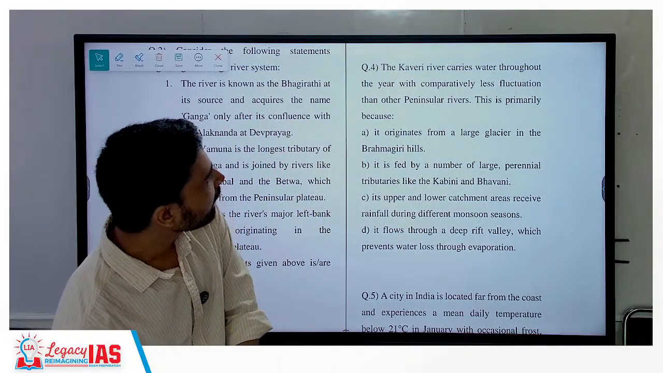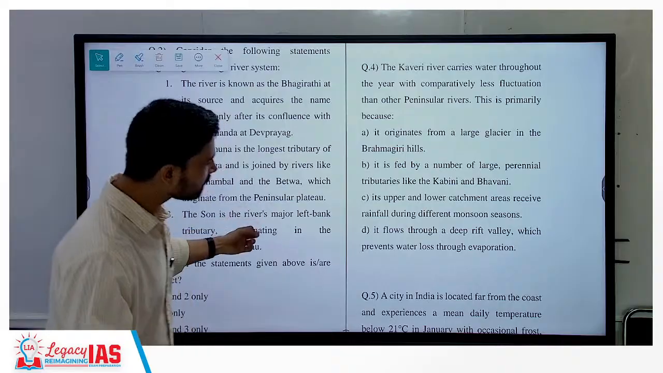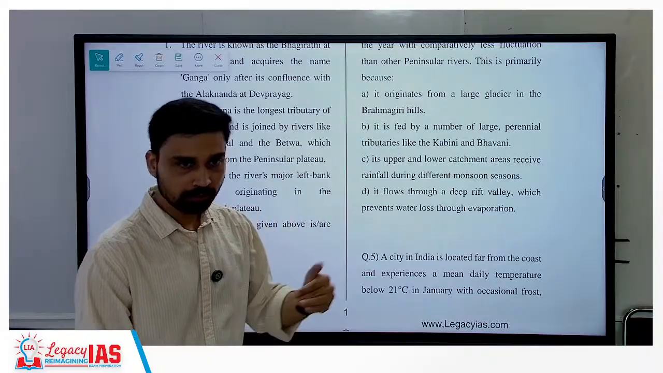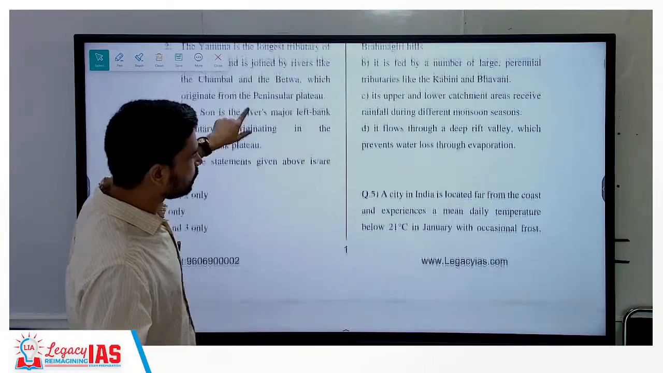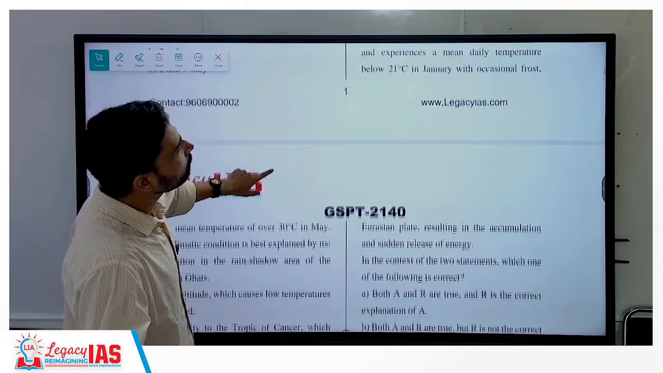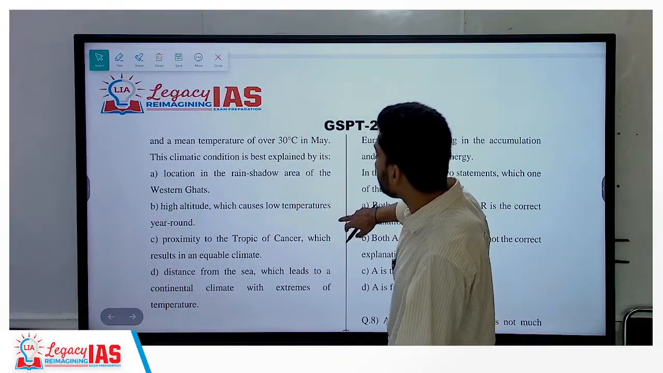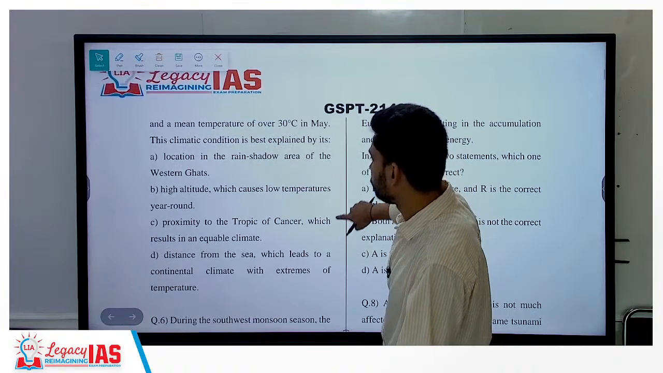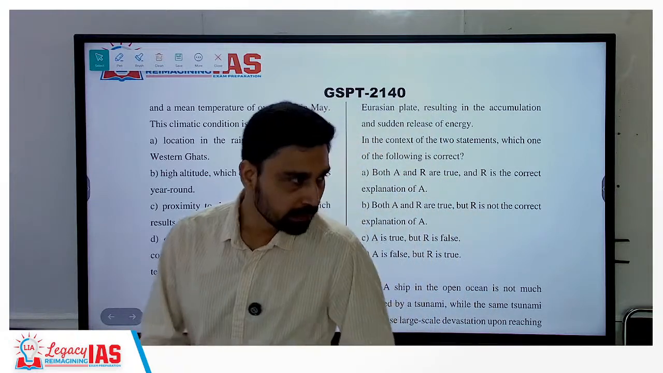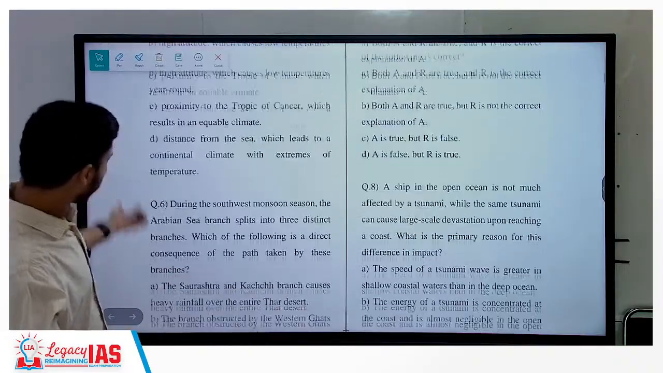For the next question: the Kaveri river carries water throughout the year with comparatively less fluctuation than other peninsular rivers. The option is C. As we discussed in class, in the south, during the southwest monsoon the upper part receives rainfall, and during the northeast monsoon the lower part receives rainfall. So C. Next: a city in India located far from the coast experiences a mean daily temperature below 21 degrees Celsius in January with occasional frost, and a mean temperature of over 30 degrees Celsius in May. What is the correct option? D, because of the continentality effect. In summer you have extreme heat, in winter you have cold, so it is far away from the maritime effect.